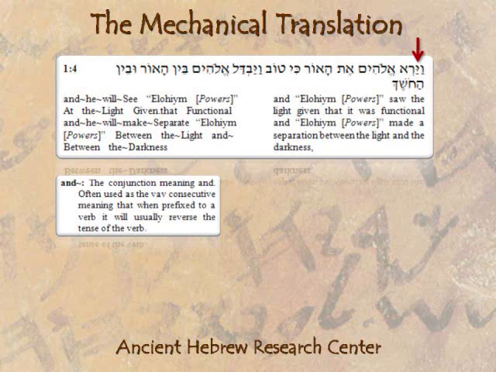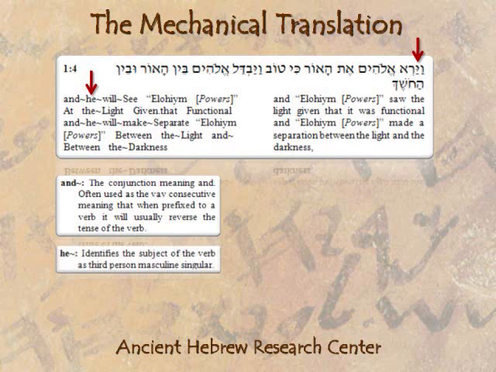Now here is the letter yod, and this is a prefix. It's actually part of the conjugation of the verb, and when the yod is prefixed to it, it means he, as you can see in the mechanical translation. And then here's the dictionary entry for he. It identifies the subject of the verb as third person masculine singular.